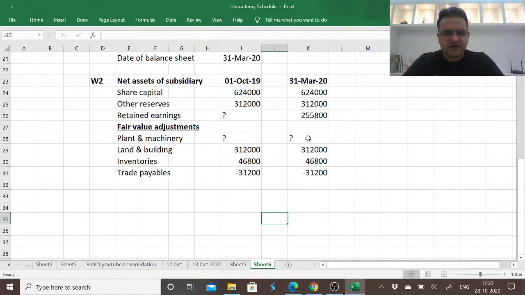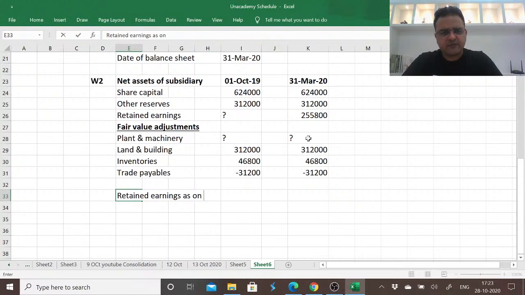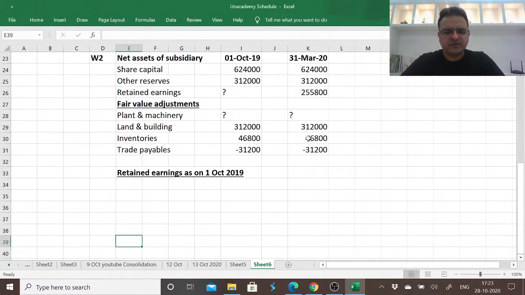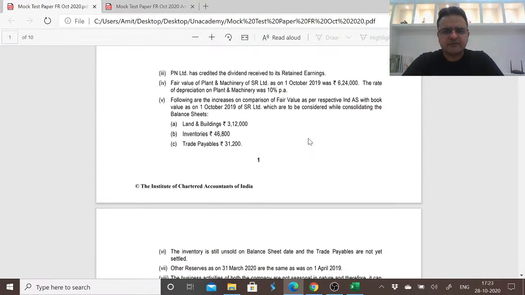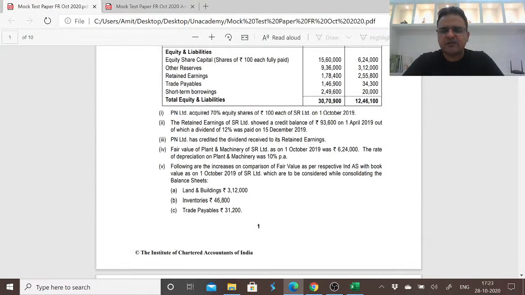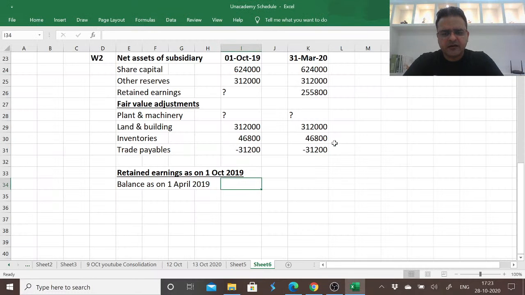So first we'll have a look at the retained earnings as on 1st October 2019. We need to know this position. We know the balance as on 1st April 2019, which is given to us as 93,600. 93,600 is the balance on date of acquisition.